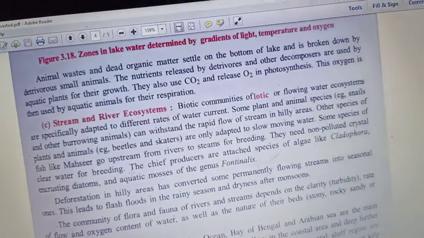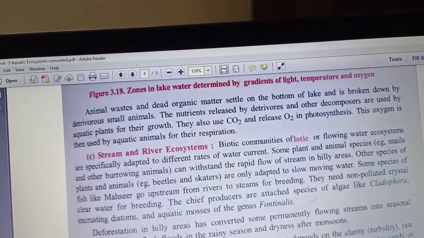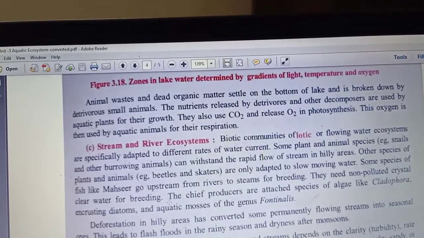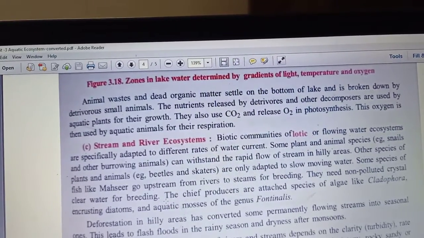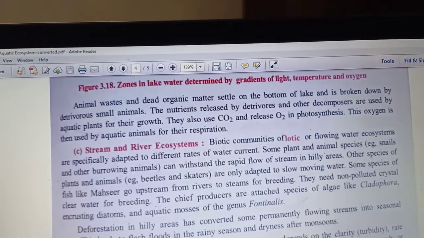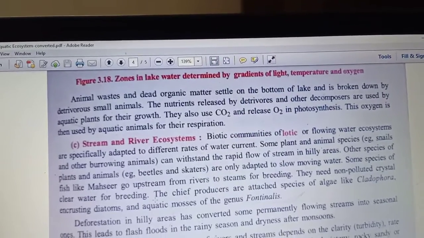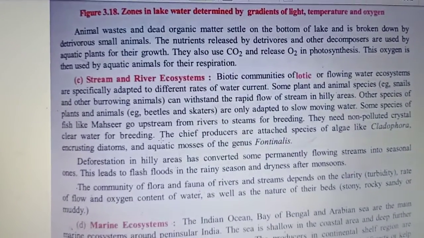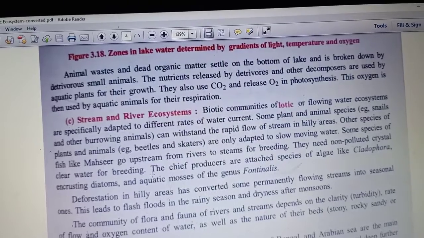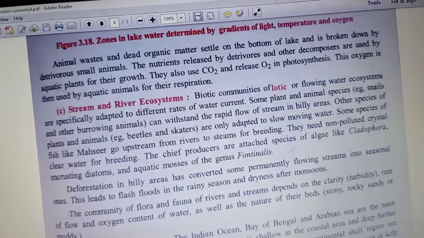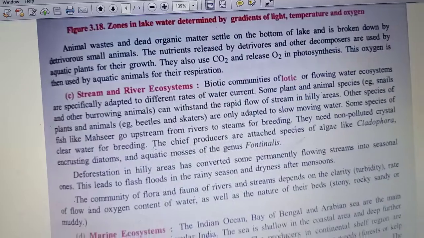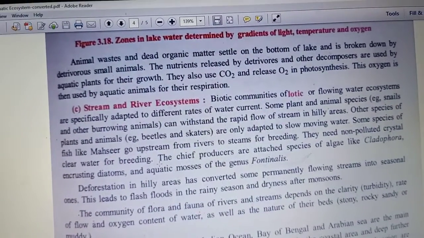If we talk about the river or stream ecosystem, they are biotic communities of lotic or flowing water ecosystems. They are adapted to different rates of water current, which may be faster or slower. Some plant and animal species like snails and other animals can withstand the rapid flow of streams in hilly areas. In hilly areas the stream speed may be faster. Other species of plants are also found there, beetles and skaters. Some species of fish like mahseer go upstream from rivers to streams for breeding. So sometimes slow moving creatures also move to fast moving waters.